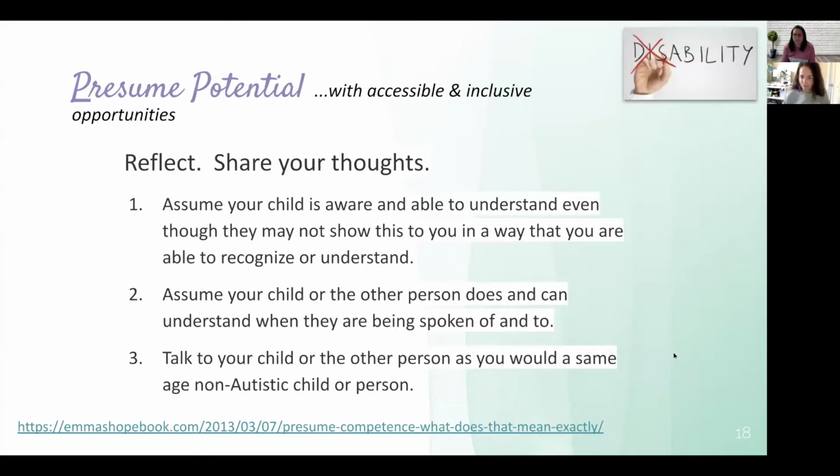So good. So good. All right, so now we have some quotes from some parents that they wanted to share for other parents of children with disabilities. And Maggie and I thought that these would be good just, again, to share and ponder on and think of what presumed potential really means to different parties. So the first one is, assume your child is aware and able to understand, even though they may not show this to you in a way that you are able to recognize it and understand it.